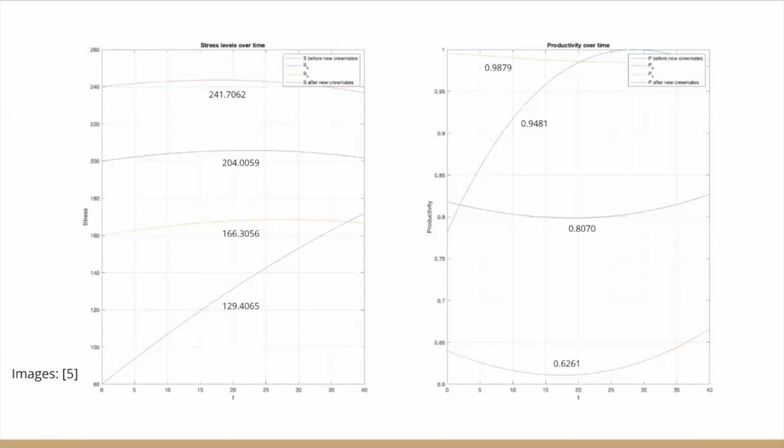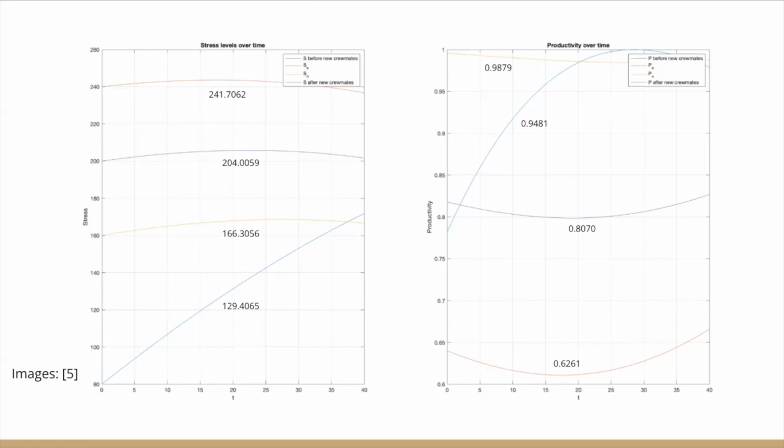And here are the two graphs we got from MATLAB. The first one being the stress level over time, and the second one is the productivity over time. In these two graphs, the blue line represents the stress or productivity before new crewmates come in, and the purple lines represent the case after the new crewmates come in. In the first graph, we can see that the stress level after the new crewmates come in is way higher than the stress level before new crewmates come in.